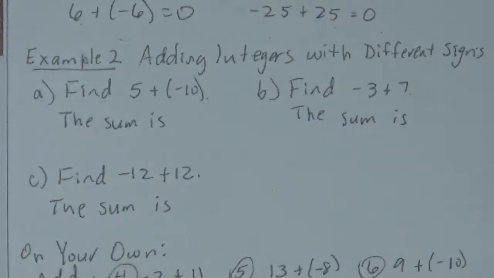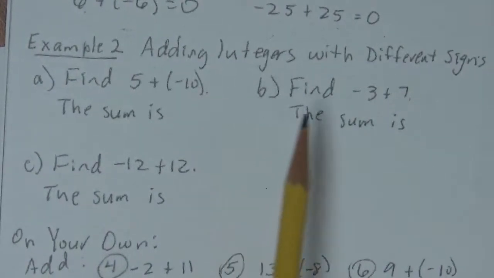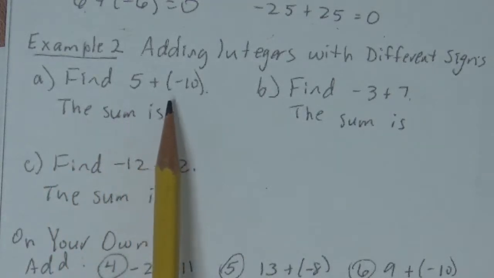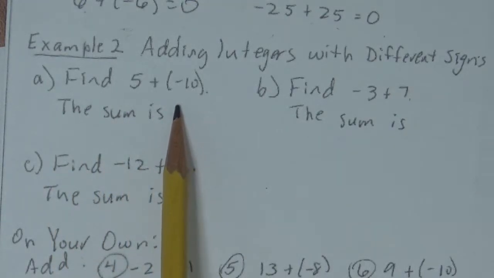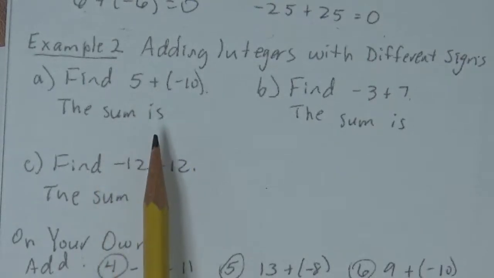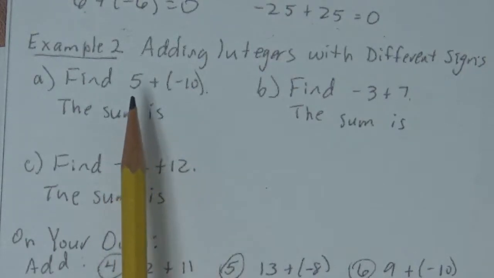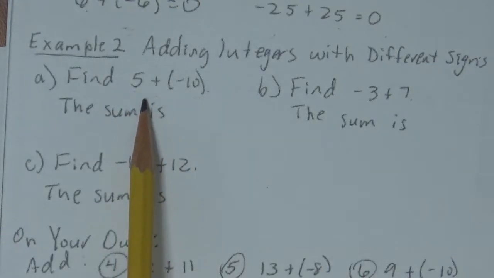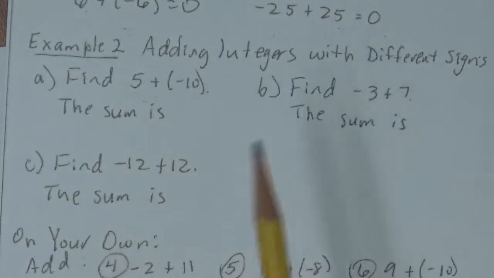All right, example 2. Adding integers with different signs. So part A, we want to find 5 plus -10. Okay, again, if you want to use your integer counters, go for it. That's fine. If you don't feel like you need to, then you can look at it another way. So 5 plus -10, these are opposite signs. So the rule is you subtract the numbers. 10 take away 5 is 5.